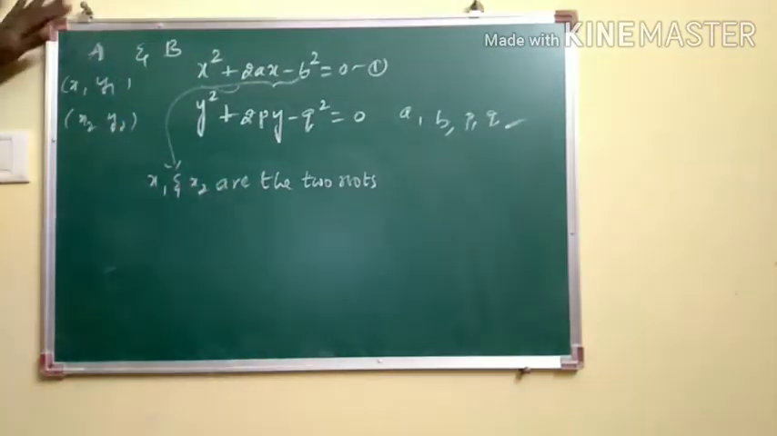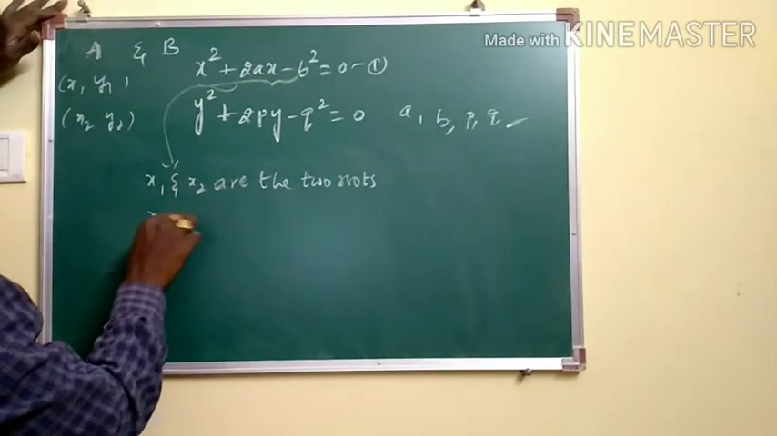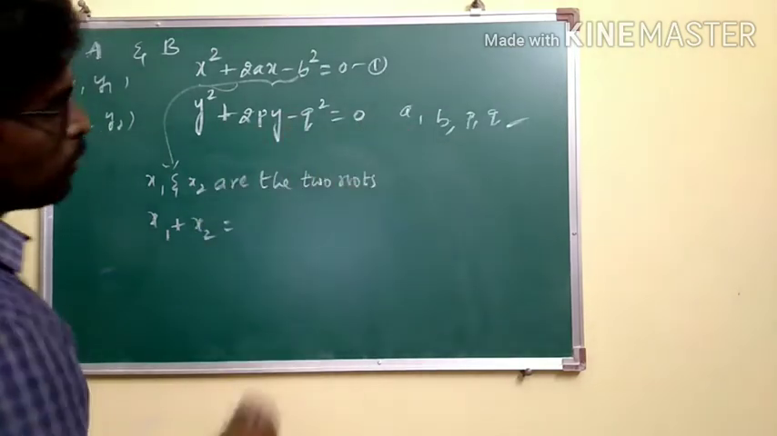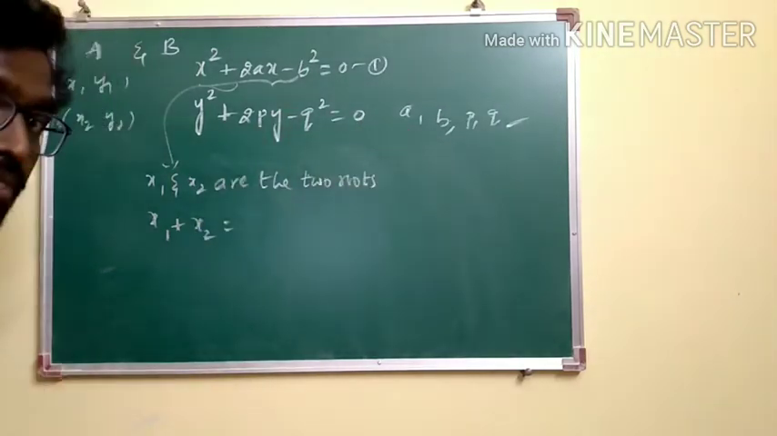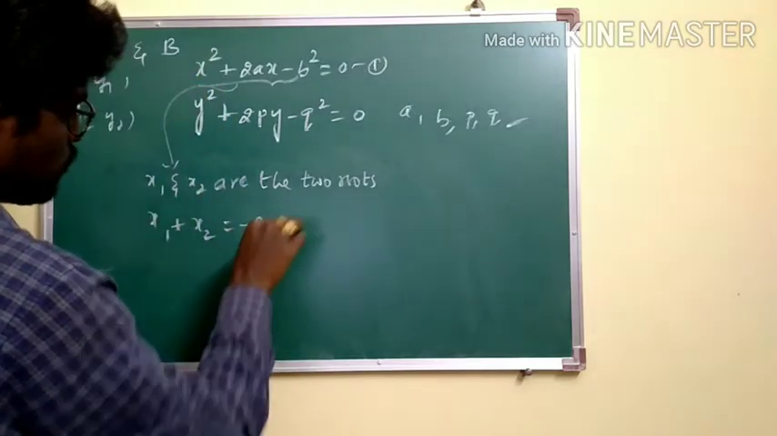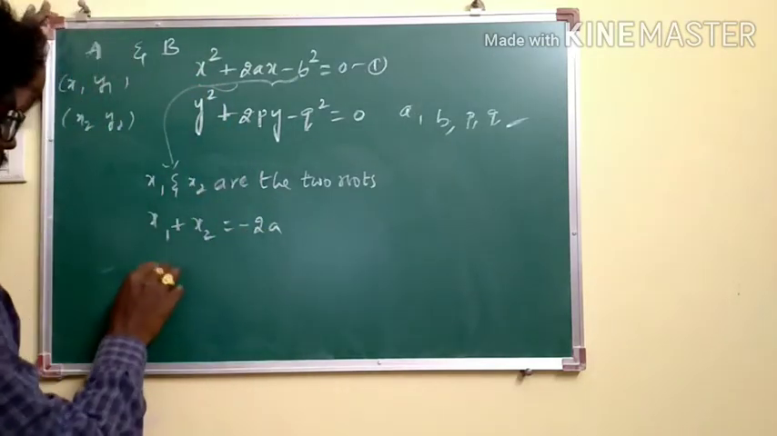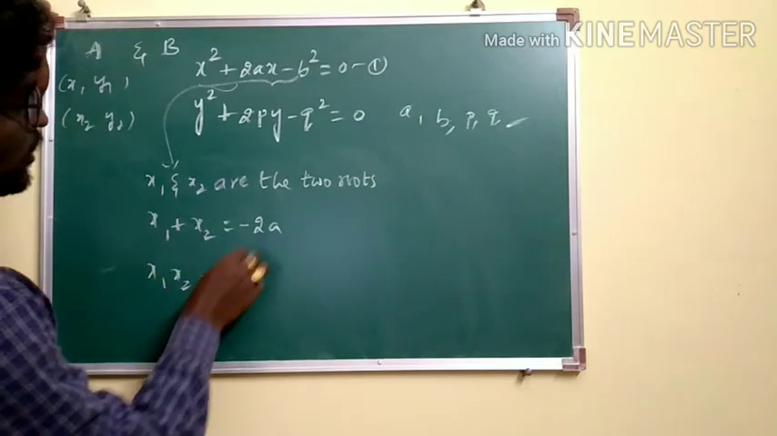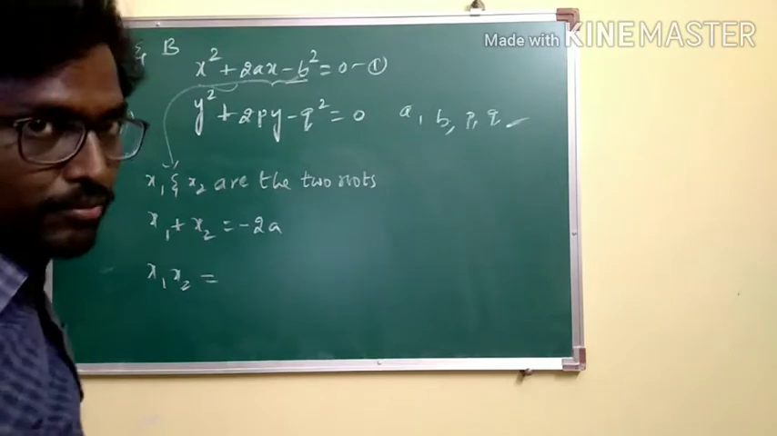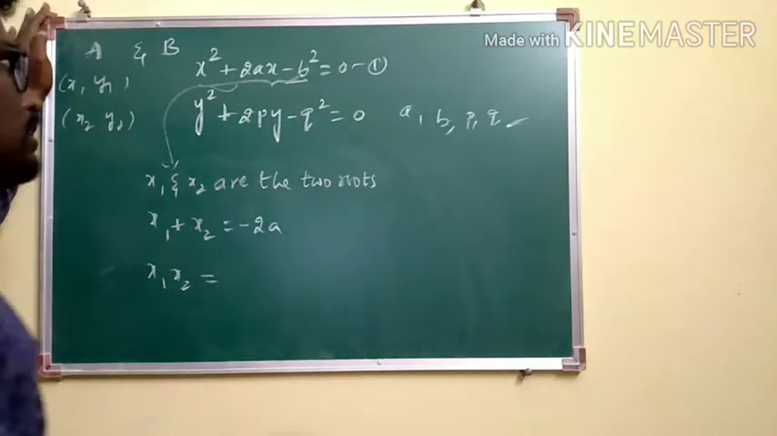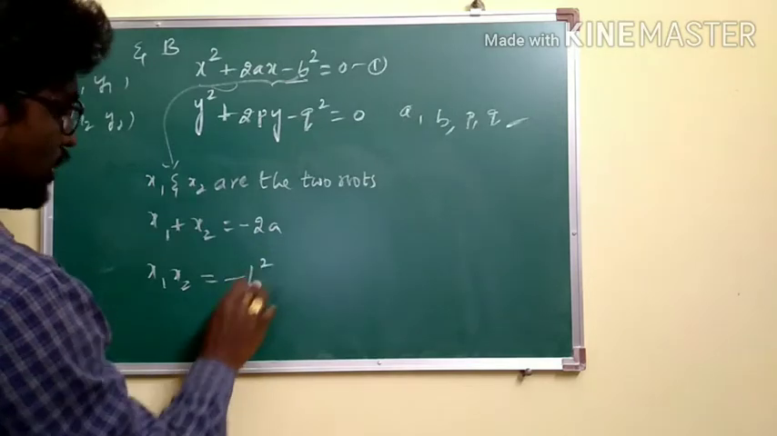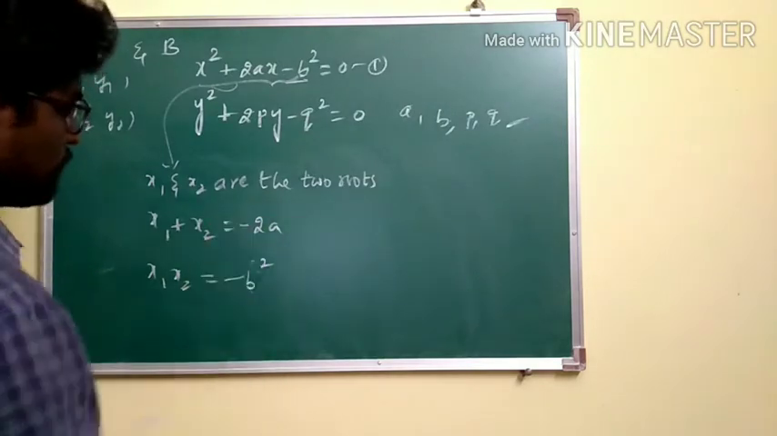Then what is their sum? That is x1 plus x2 is equal to, as I have told you just now, sum of the roots of a quadratic equation is minus b by a, meaning minus 2a by 1, so we get minus 2a. And the product of the roots, x1 into x2, is equal to c by a, where c is minus b square. Please be careful while taking the constant, you should also consider the sign. Minus b square by 1 will be minus b square only.